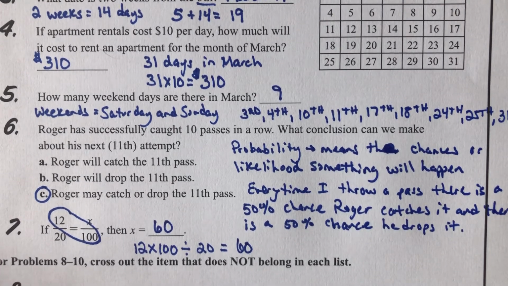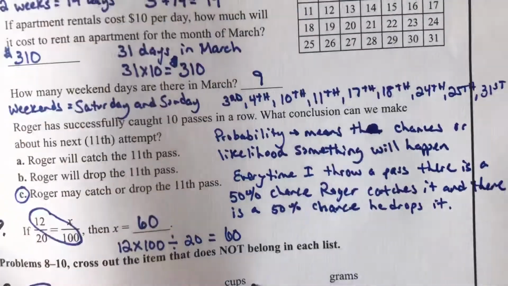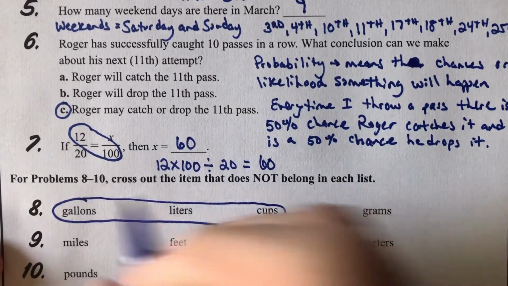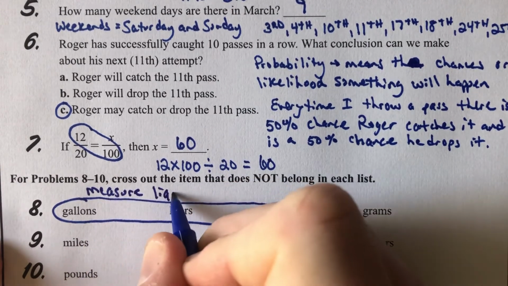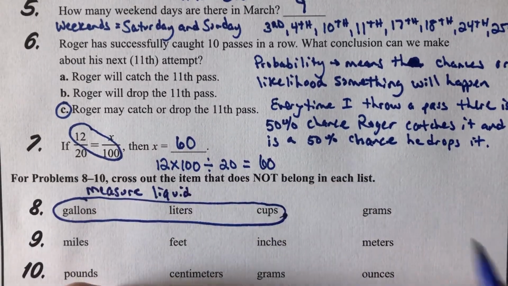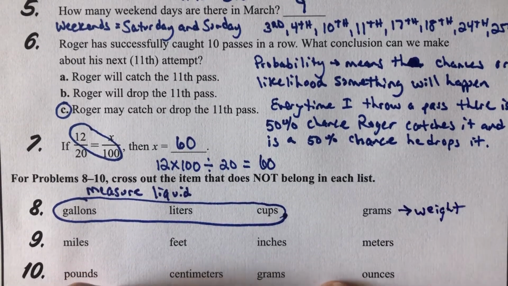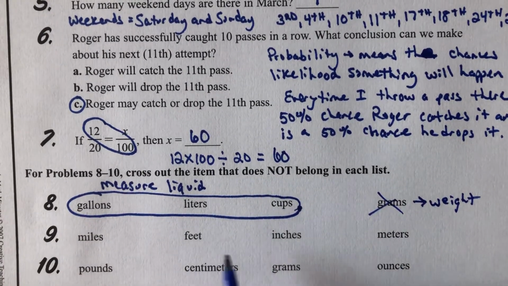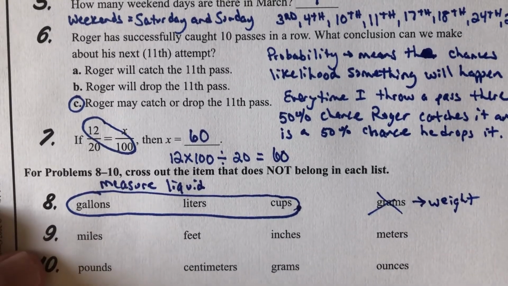All right, for 8 through 10, cross out the item that does not belong in each list. All right, so gallons, liters, and cups. Those all measure liquid. And grams, that measures weight. So that's the one that doesn't belong there. So gallons, liters, cups measure liquid, grams measures weight. So grams doesn't belong in that list.